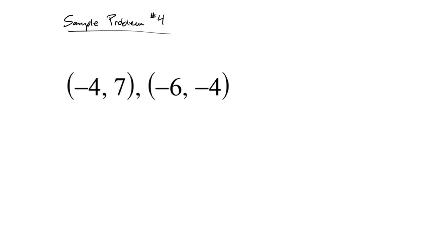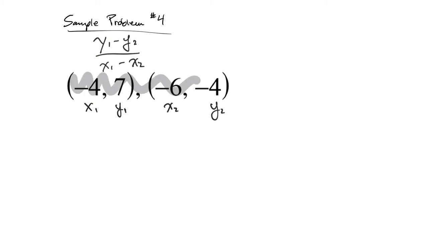Now we don't have a graph. Now our slope formula becomes very important. So I have y1 minus y2 over x1 minus x2. So let's label it x1, y1, x2, y2. So I'm just going to take these values here and plug them into this formula. That's all we're doing. So y1 is 7, check.